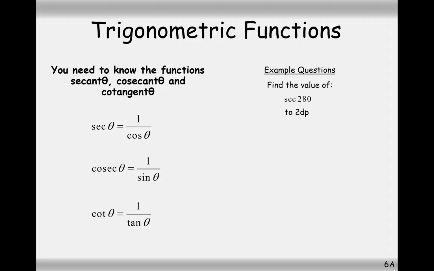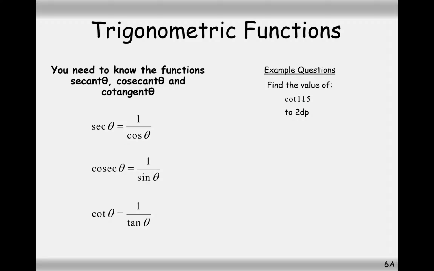The question won't be that easy, probably more something like this: find the value of sec 280 to 2 decimal places. If you remember, sec is 1 over cos, so to work out sec of 280, you work out in your calculator 1 over cos of 280, making sure that you set up a fraction button in your calculator properly, and just be careful of what mode you're in. You should be in degrees rather than radians for this question, so make sure you're in degrees. In this case it's going to be 1 over a decimal, and 1 over a decimal generally gives you a big number, 5.76 for example, and that's the answer to this question.